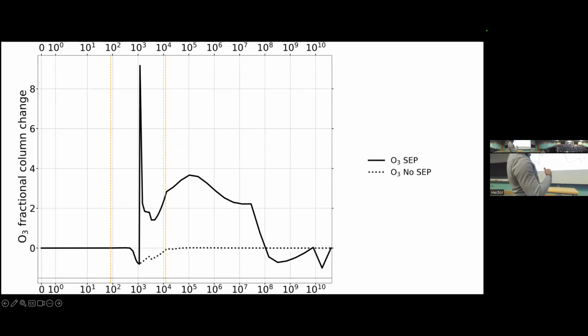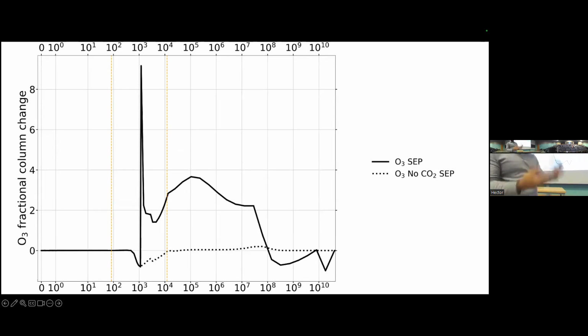Oh, I forgot, the yellow lines here represent the time of the flare. So that's when the flare happens. And this is the peak of the flare when I added the SEPs to the code. We see the same thing when there are no stellar energetic particles added. The ozone stays about the same as zero.